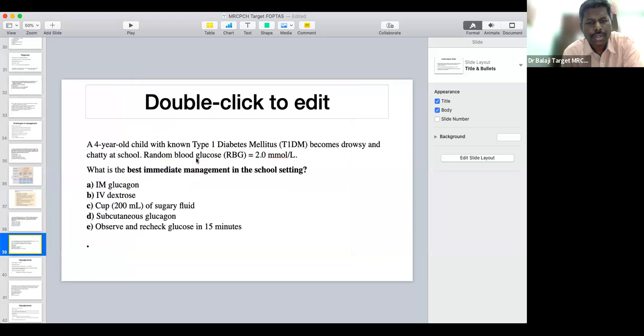Continue. No problem. So now you tell this scenario. Here is a random blood glucose in a child with type 1 diabetes mellitus. Anything less than 4 is hypoglycemia, and here it is 2 millimoles per liter. So what is the best immediate management in the school setting? And the child is drowsy, which means the GCS is less than 8. So in the school setting, what will be your choice?